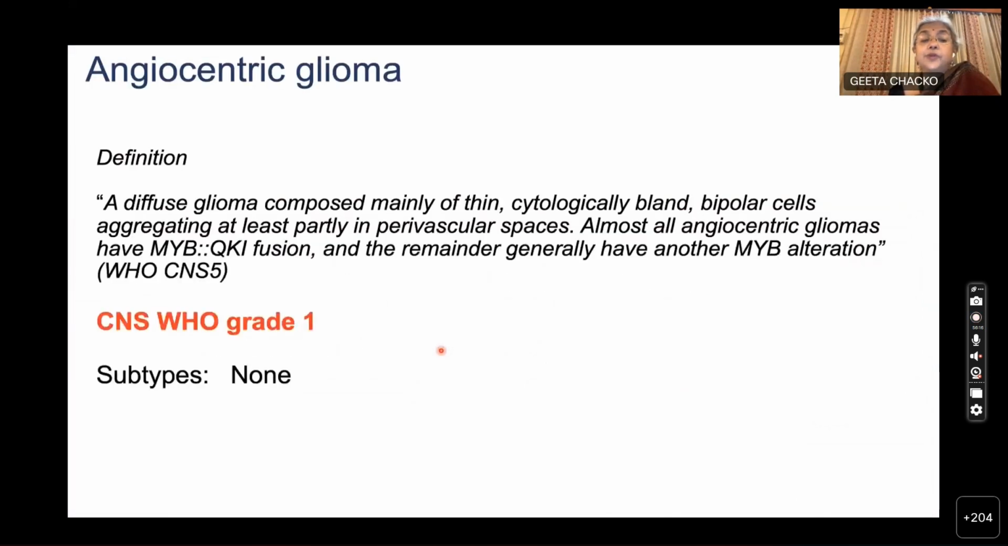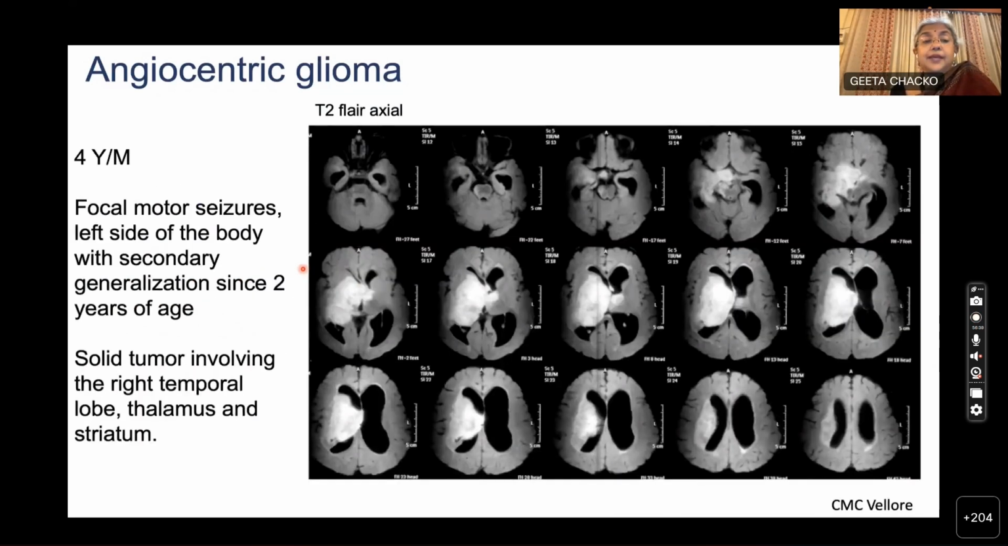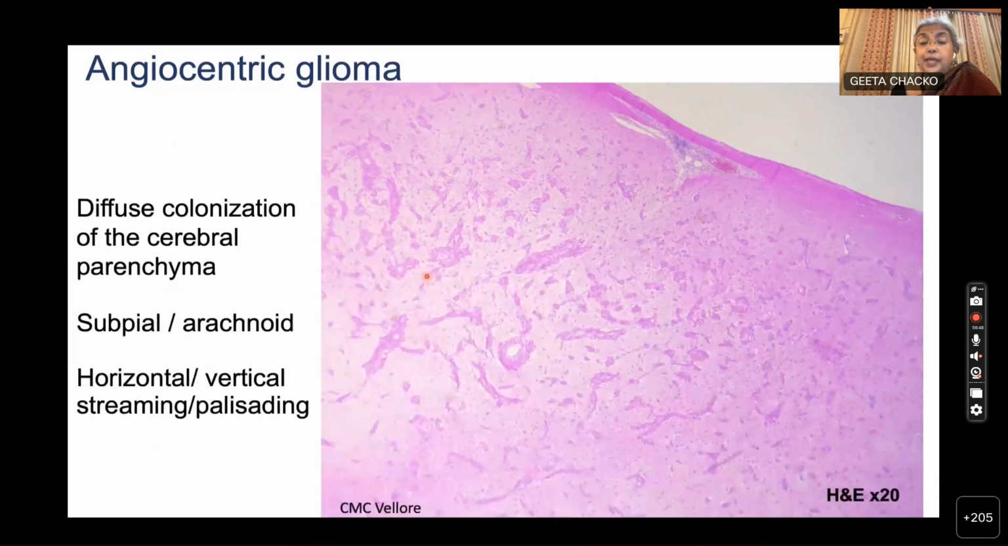So the angiocentric glioma is also a CNS grade 1 tumor. They have these bipolar cells. Angiocentric means they are located in a perivascular space, and most often they show this alteration of MYB-QKI fusion. Again, there is a long-standing history of seizures, and they occur in children and young adults. And here's a child who had focal motor seizures from the age of 2 years, a 4-year-old child with a tumor in the temporal lobe and thalamic region.